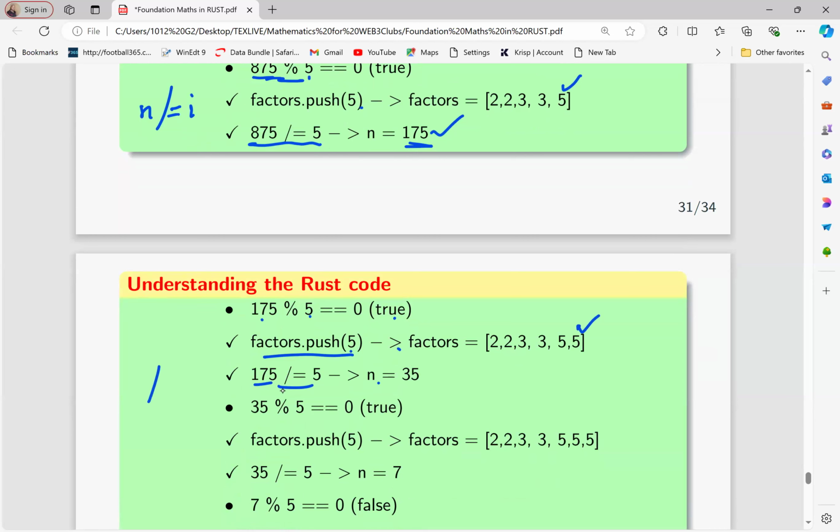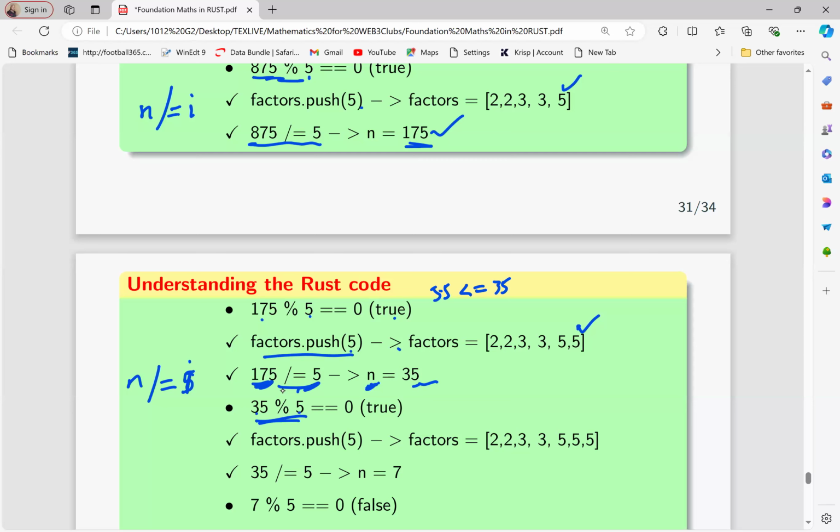So you need to understand these signs as you write programs. What does this mean? It means the new n is just the old n divided by 5, what is on the right side. So it becomes 35. Now, again, you go to the outer loop and check if 5 times 5 is less than or equal to 35. You find that is true. If it's true, you proceed here.